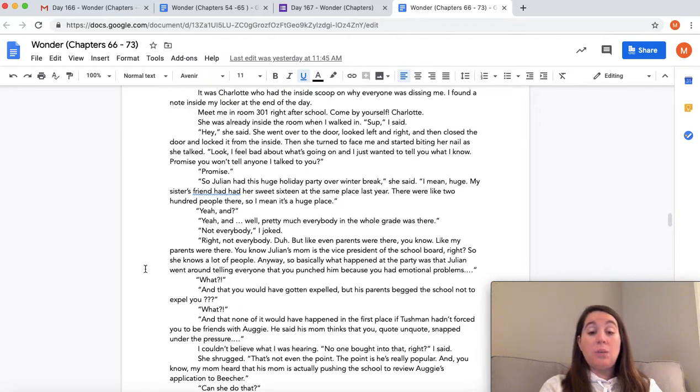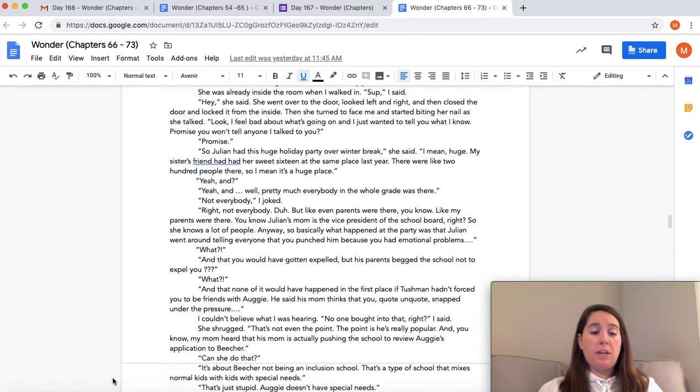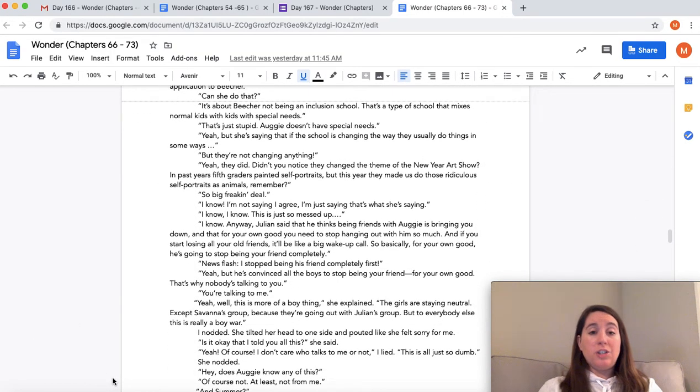That's not even the point. The point is he's really popular. And my mom heard that his mom is actually pushing the school to review Augie's application to Beecher. Can she do that? It's about Beecher being an inclusion school. That's the type of school that mixes normal kids with special needs. That's just stupid. Augie doesn't have special needs.